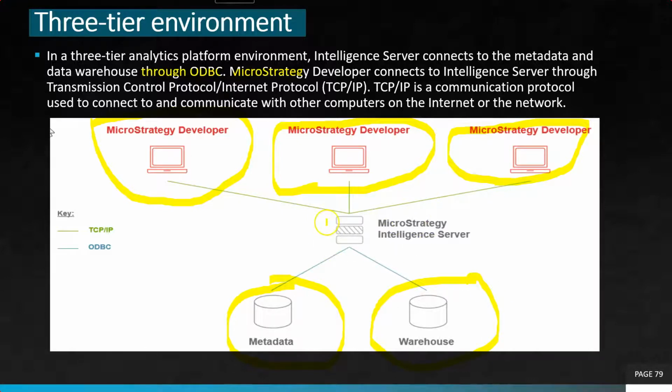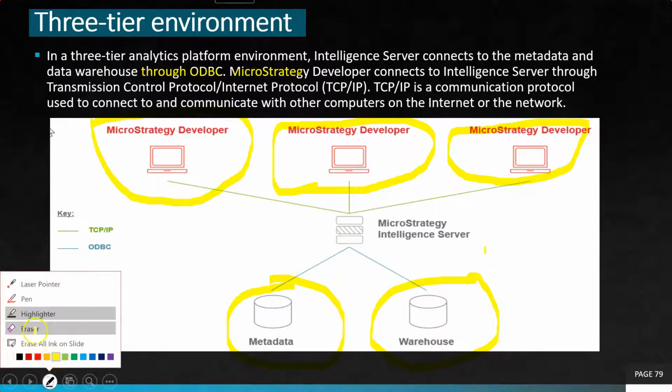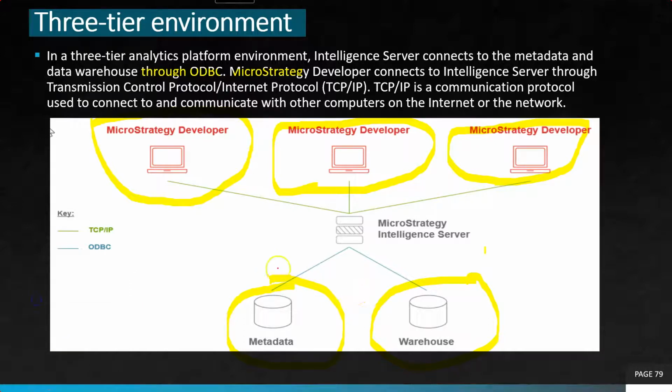Okay, but in between your developer and your metadata, we have the intelligence server installed here. We don't have direct connectivity, as we have shown in the previous slides. It's connecting your developer through your intelligence server instead of the direct connection. And what are the key points?